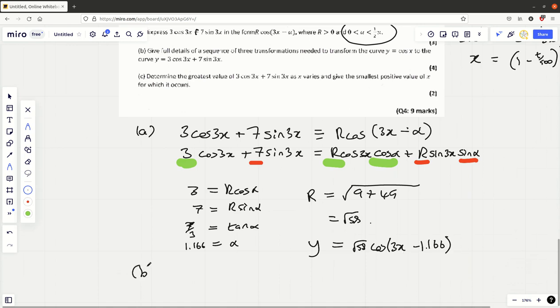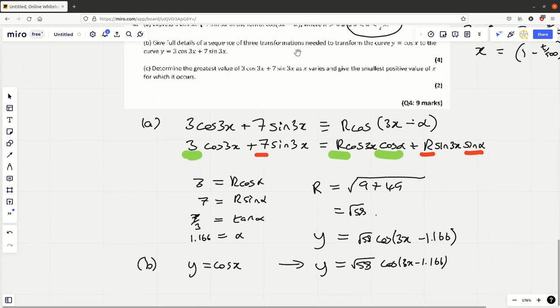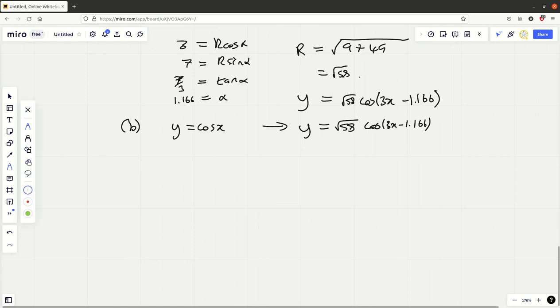Okay, part B, you've got to say how we get from y equals cos x to y equals root 58 cos of 3x minus 1.166. Now this is tricky actually, it's harder than it looks, especially because you've got to give it in the right sequence. It's a sequence of three transformations. Now let me have a go at this.